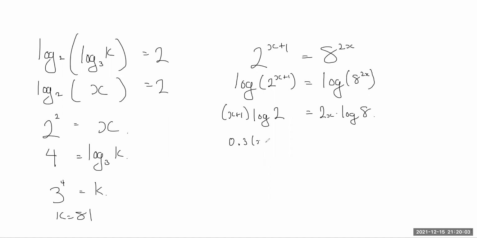So this becomes approximately 0.3 times x plus 1, and log of 8 is approximately 0.9 times 2x. So distributive property, 0.3x plus 0.3 equals 1.8x. Group like terms together, 0.3 equals 1.5x, and x will therefore be approximately 0.2. And that's it.